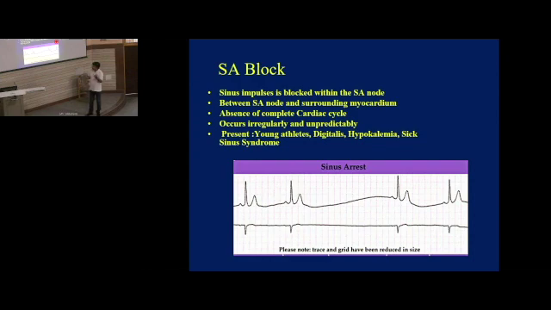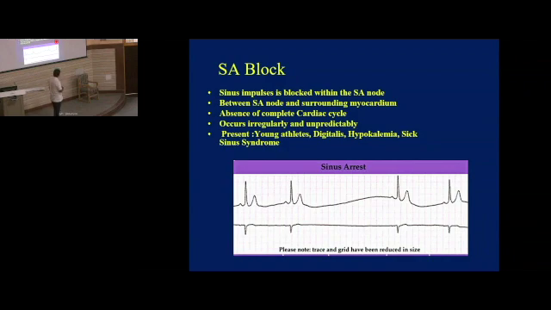And it can occur irregularly and unpredictably, and is usually present in young athletes, in persons who are on digitalis, which is a drug, and in hypokalemia, or also in sick sinus syndrome. In sick sinus syndrome, sometimes the heart's SA node does not generate an impulse. So all these conditions can give rise to no impulse at all.